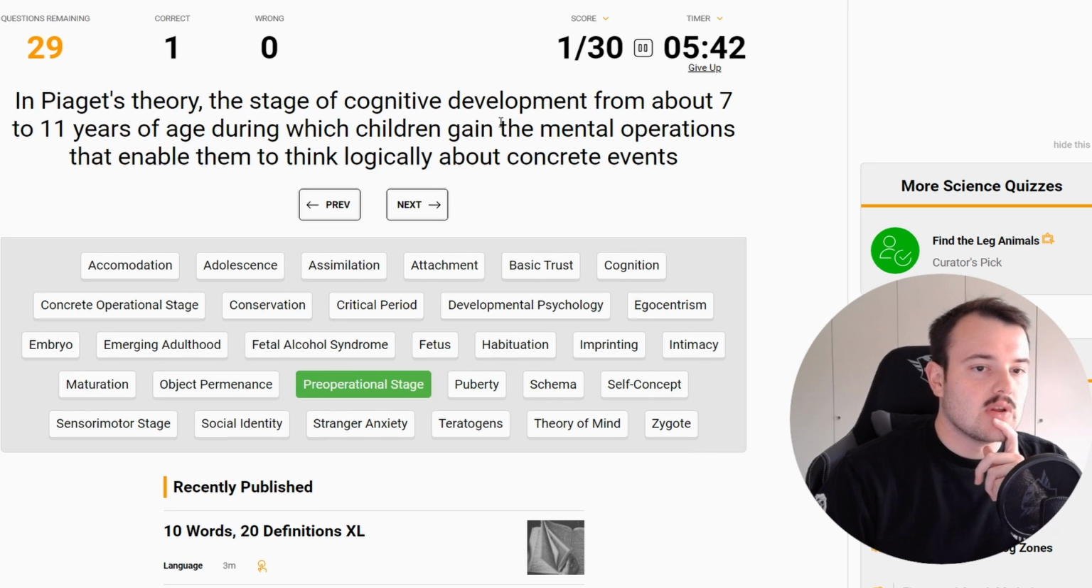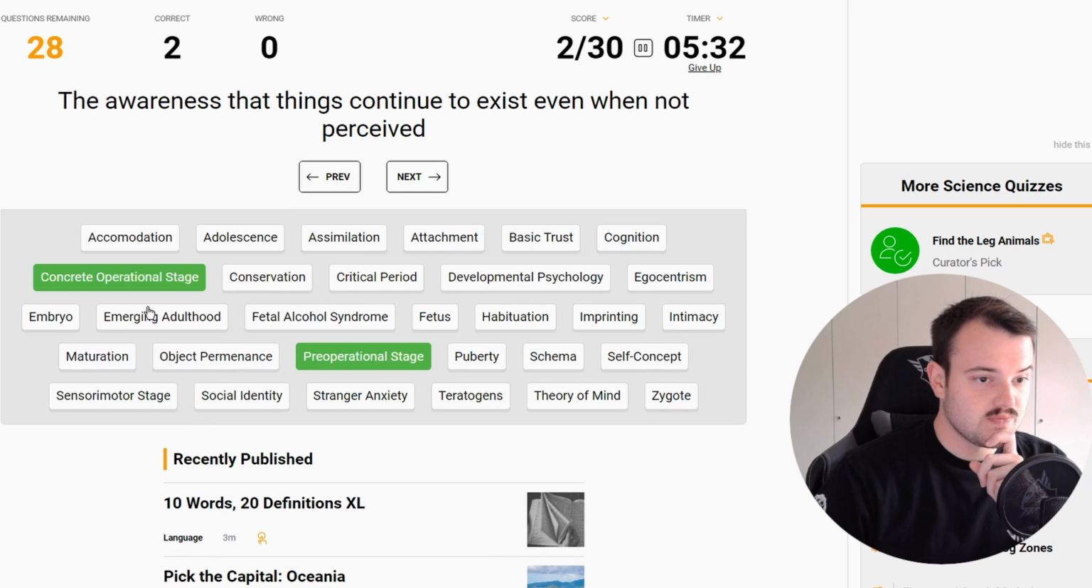From about 7 to 11 years. And they can think logical about events. That's probably gonna be the concrete operational stage then, I would presume. Hell yeah. The awareness that things continue to exist even when not perceived, that is object permanence. Where is it? Right here.